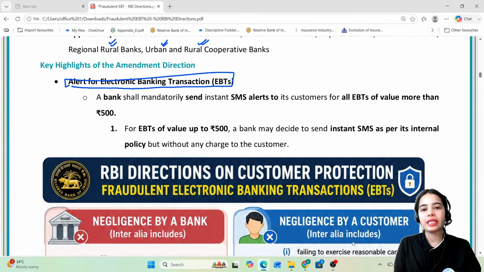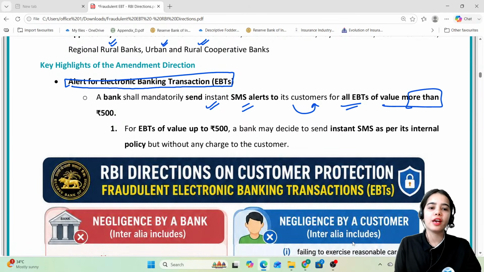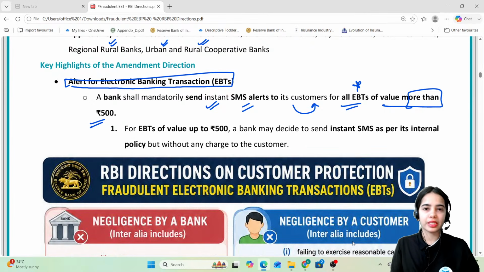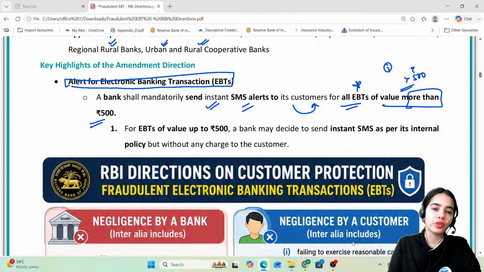A bank shall mandatorily send instant SMS alerts to its customers for all the electronic banking transactions of value more than 500 rupees. Okay, so this is the compulsory thing, that the bank shall mandatorily send instant SMS alerts to customers of all electronic banking transactions, whatever electronic transactions that are happening, of value more than 500 rupees. First fact that you have to remember.